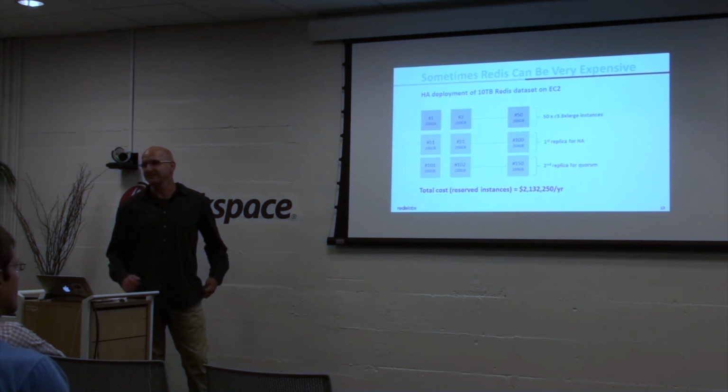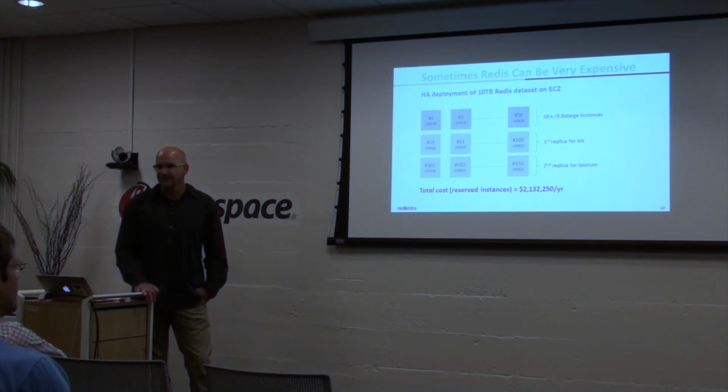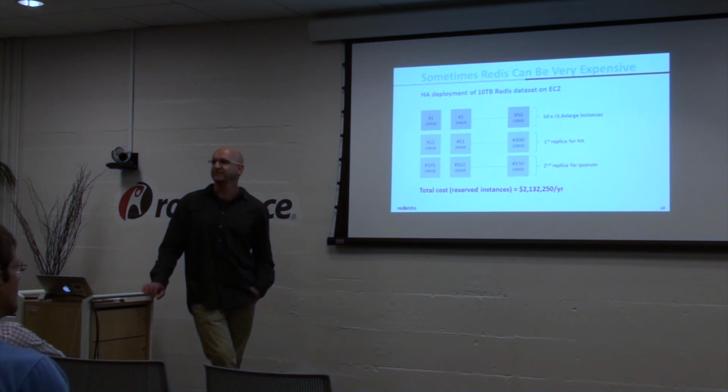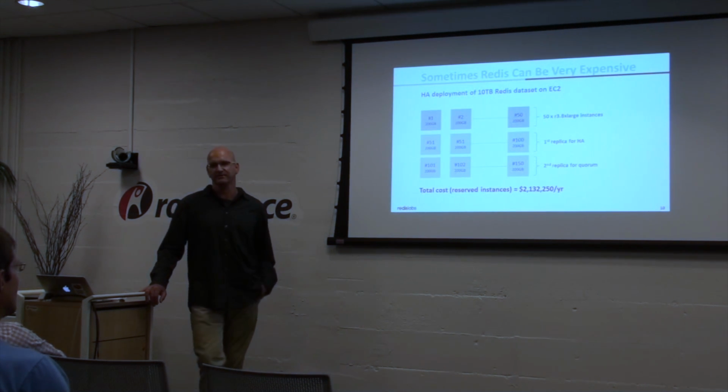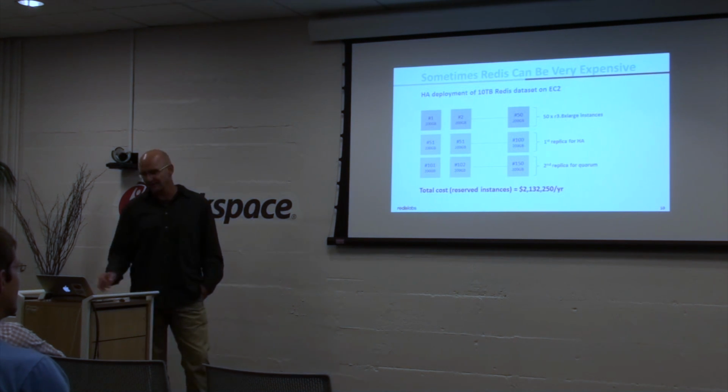But Redis can sometimes be very, very expensive. Here is an example. Let's assume that you have a 10 terabyte data set. Usually in distributed databases, you need to have 2 replications, that means 30 terabytes. With reserved instances, this will cost you over $2 million. This is a lot of money.